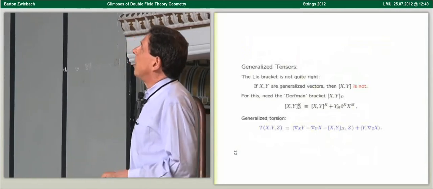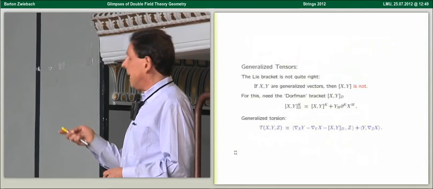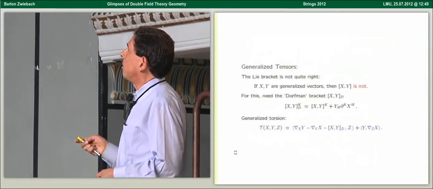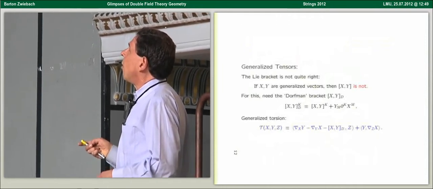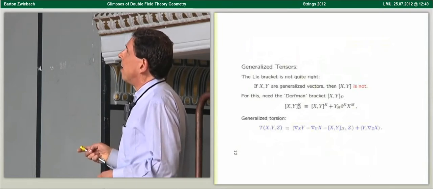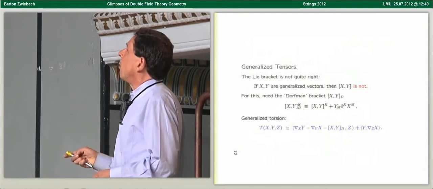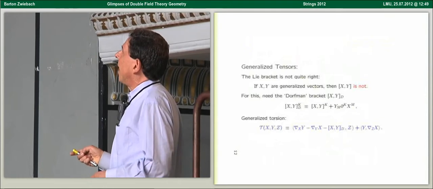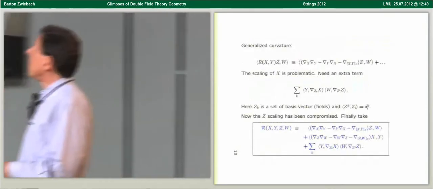So for this, you need generalized tensors, and so the Lie bracket is not the right bracket. If you have 2 generalized vectors, this thing is not a generalized vector. So you need a Dorfman bracket. The Lie bracket won't give you a generalized vector. This is a variant of the Courant bracket, and we found then that we could define a generalized torsion by changing the bracket to a Dorfman bracket by adding an extra piece.